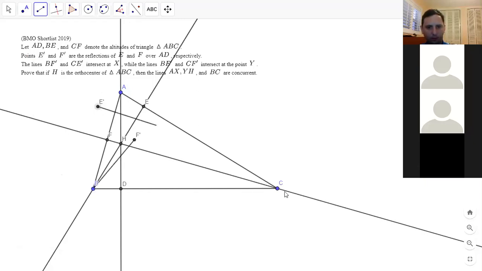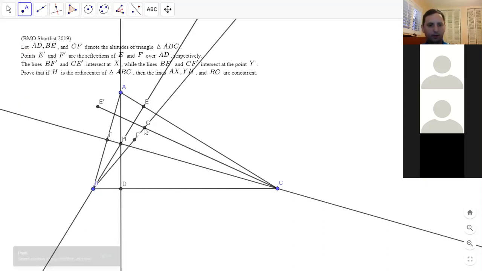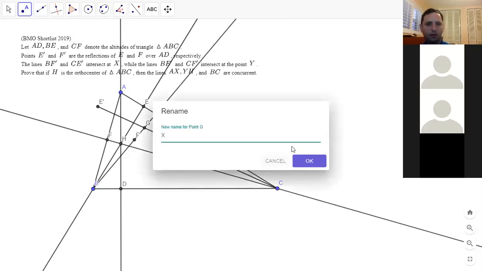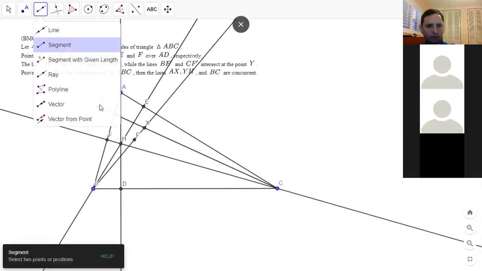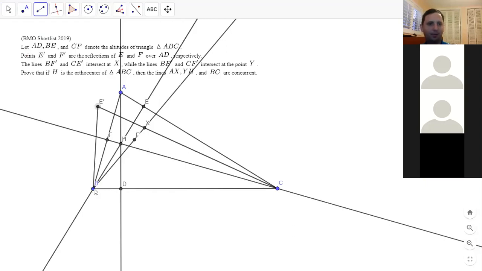Okay, so I'm going to have to draw the whole ray. These intersect at X. And BE prime and CF prime intersect at Y. This almost looks like Pappus's theorem or something. Maybe Pascal's theorem. Those intersect at Y.